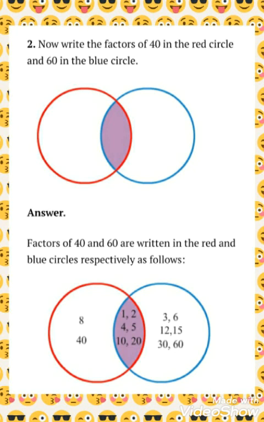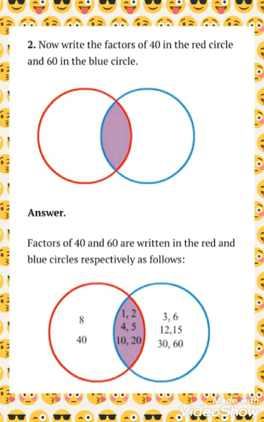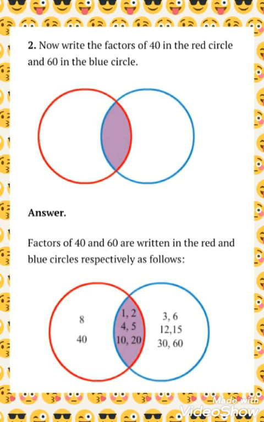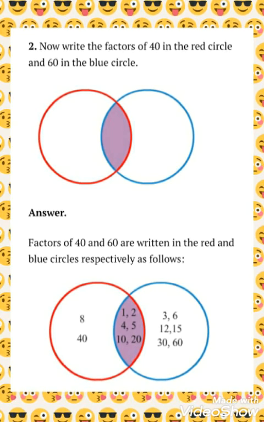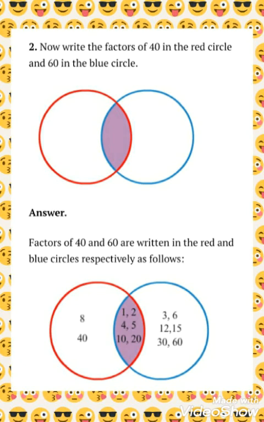Factors of 40 and 60 are written in the red and blue circle respectively as follows. Here you can see inside the red circle I have written 8 and 40, and inside the blue circle I have written 3, 6, 12, 15, 30, 60. And inside the purple area I have written the common factors of both the numbers, that is 1, 2, 4, 5, 10 and 20.